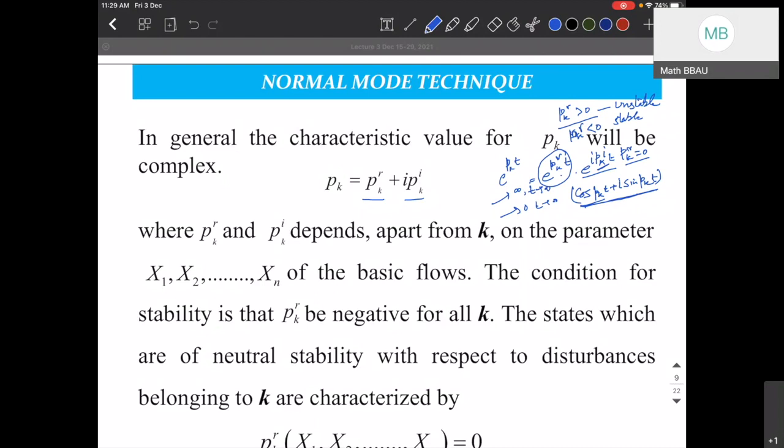See, people can take e^(ωt), then our total concern will be on ω_r.